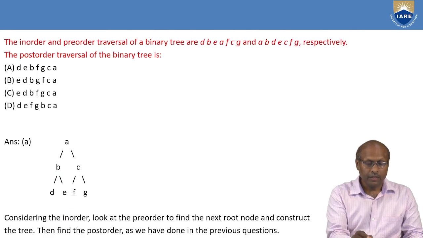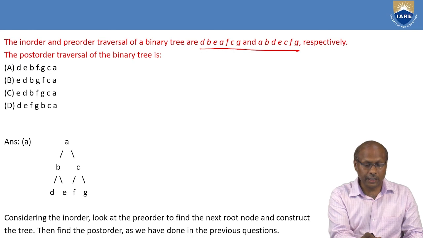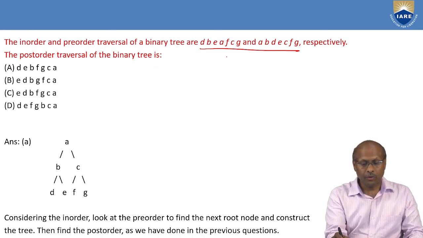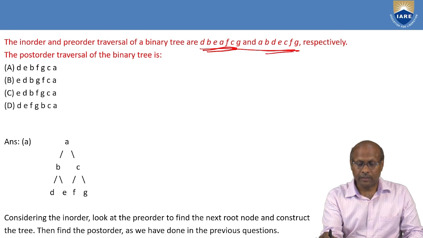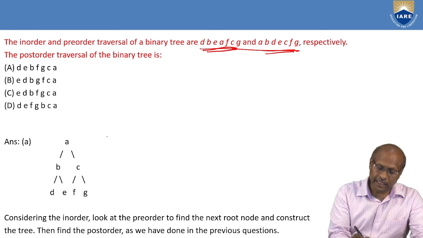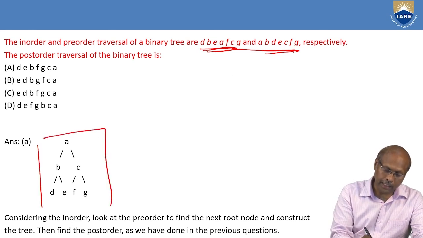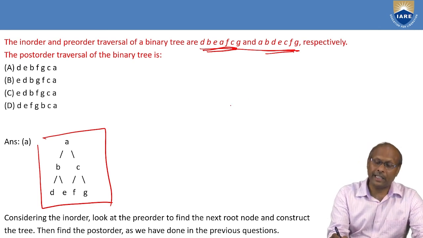Next question. The in-order and pre-order traversal of a binary tree are given. What is the post-order traversal of the binary tree? This is the in-order and this is the pre-order. By taking these two, you will find out the post-order traversal. By taking this, you can construct a binary tree. I think you know how to construct a binary tree.